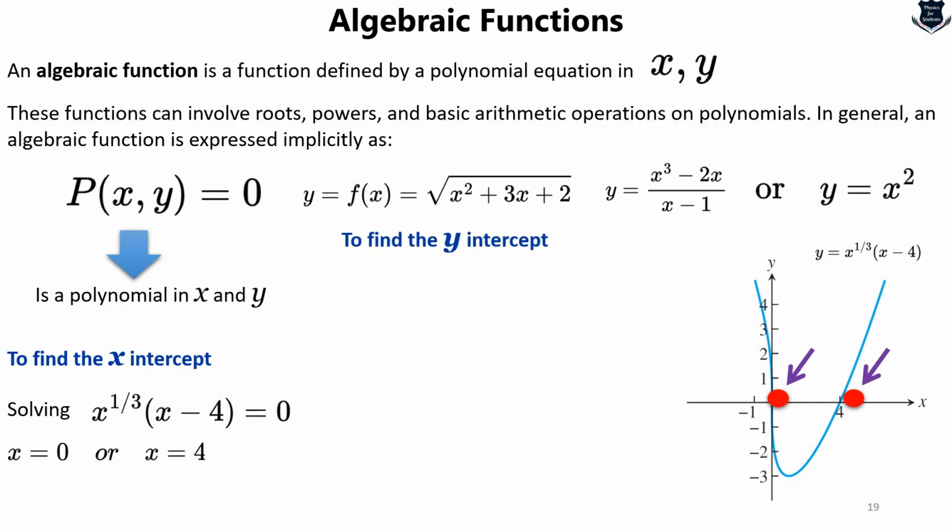Now, in order to find the y-intercept, what we will do is set x equals 0, and that would be y equals this, and the y-intercept would be (0, 0). And you can see already that is there.